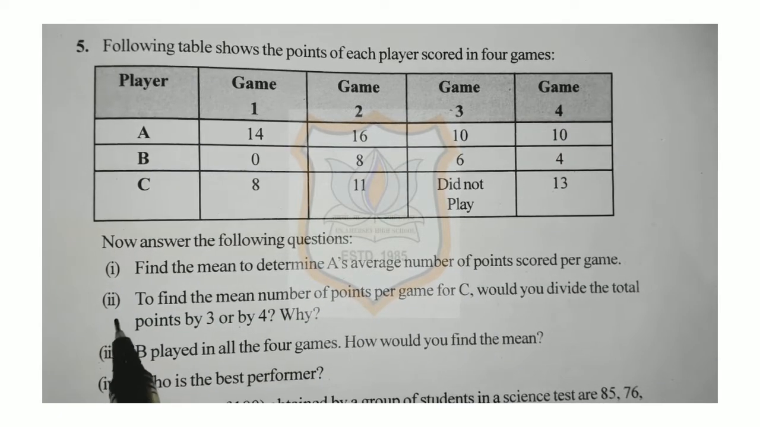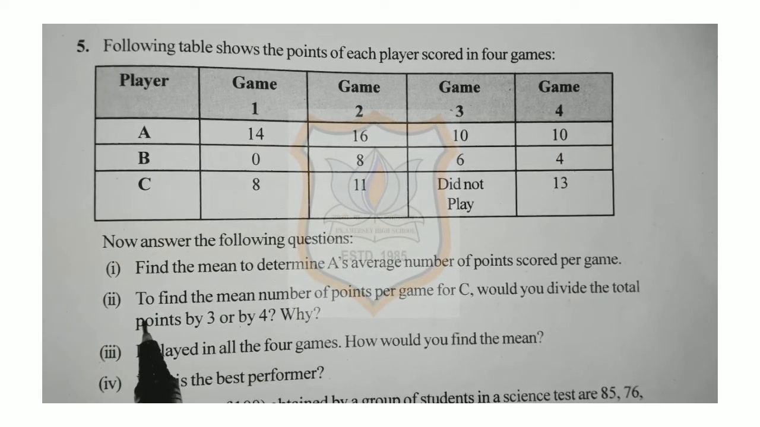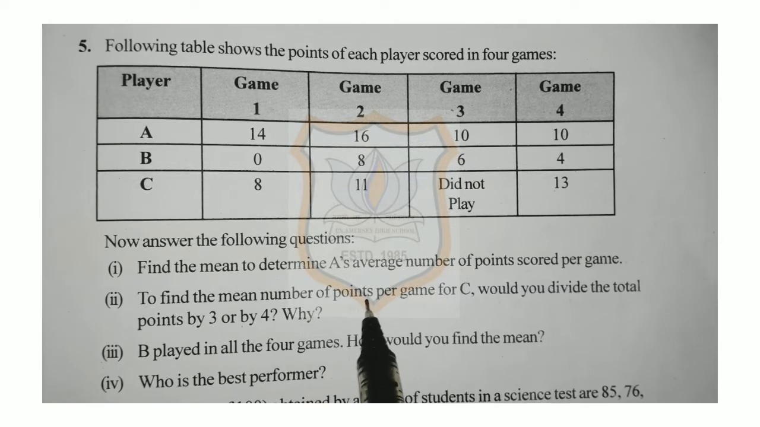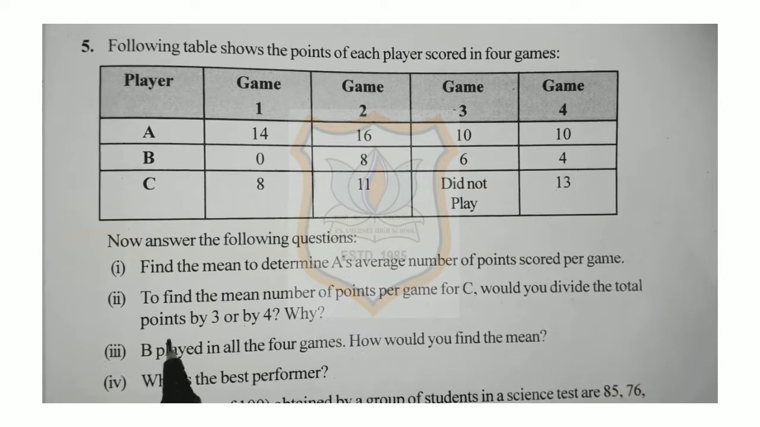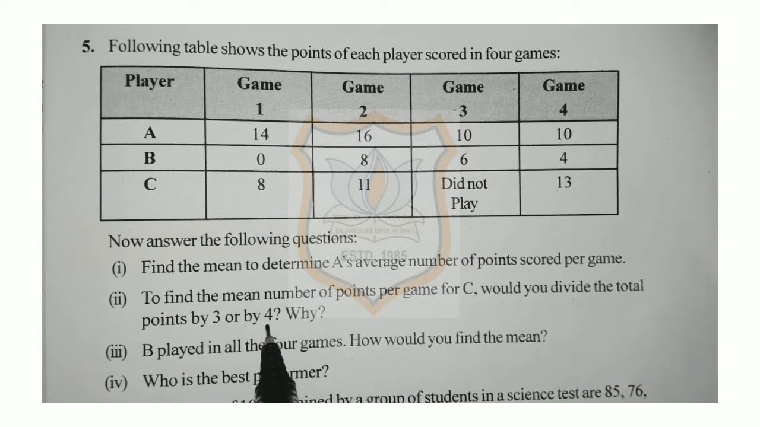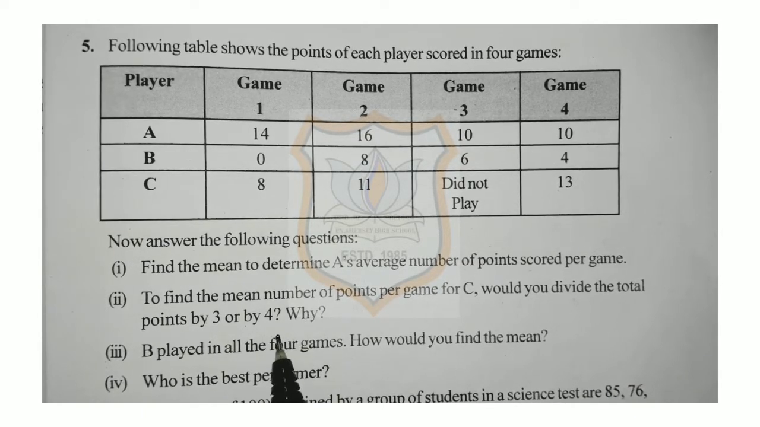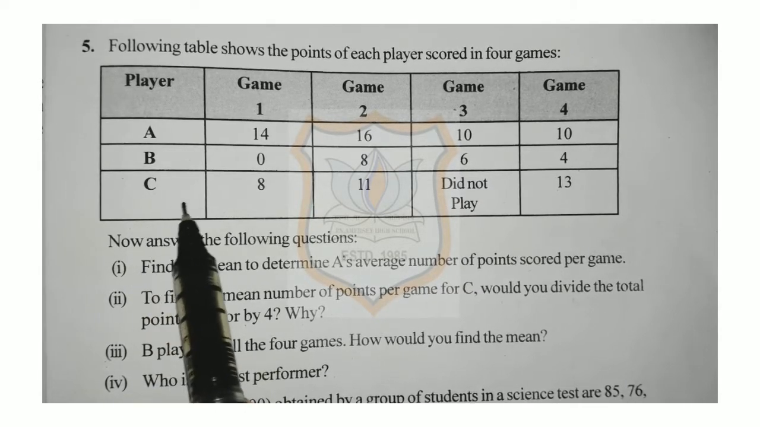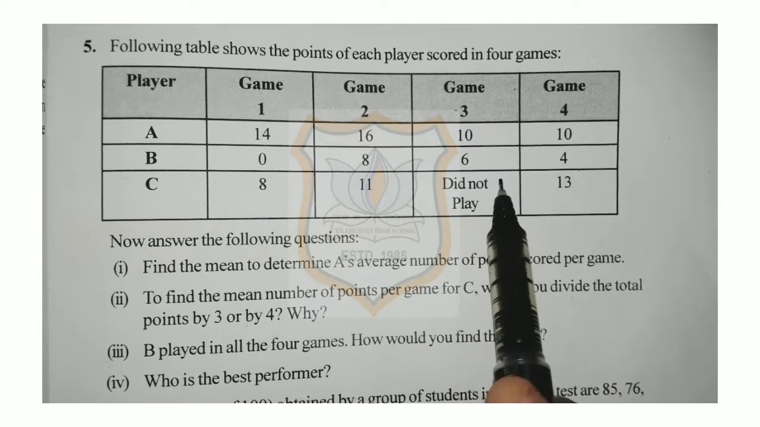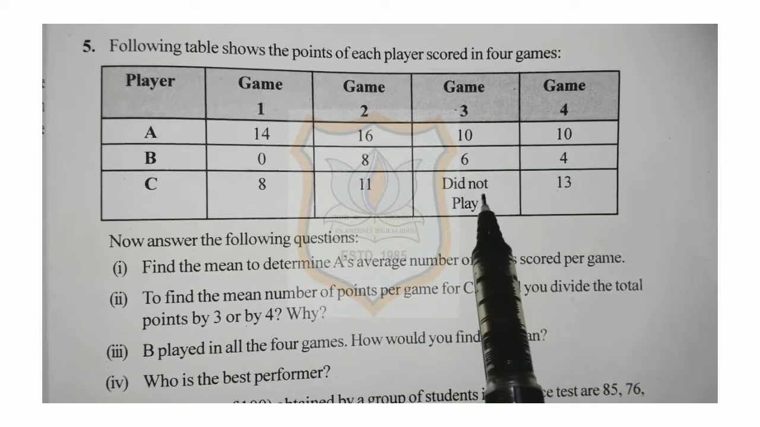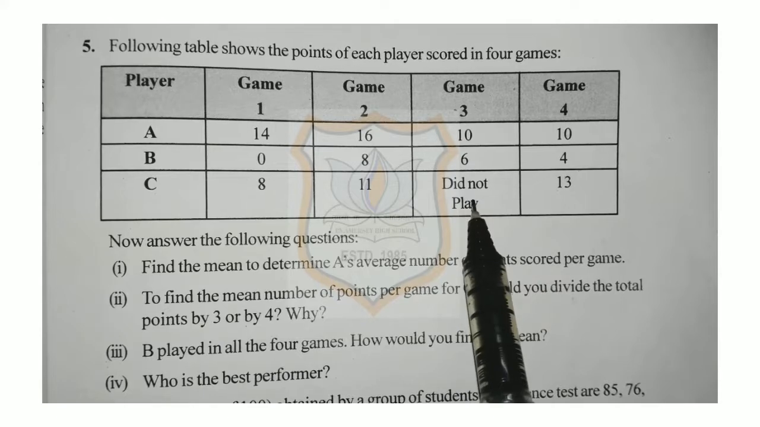Now let's solve second part of question number 5, which is to find the mean number of points per game for C. Would you divide the total points by 3 or by 4? Why? In this question, you have to tell that C player played only 3 games and fourth game he did not play. So you will divide the mean by 3 or by 4. That you have to tell.